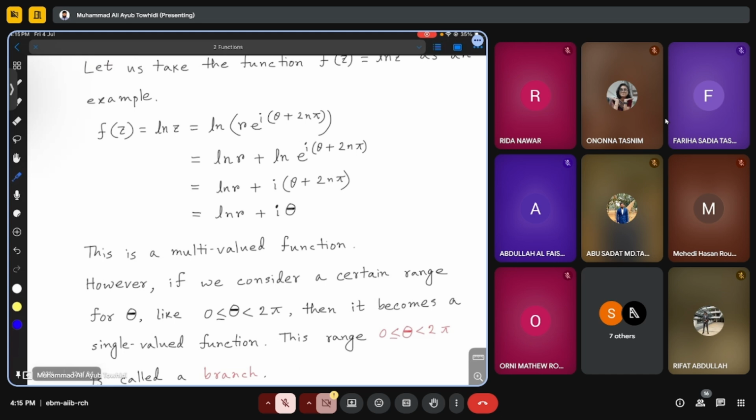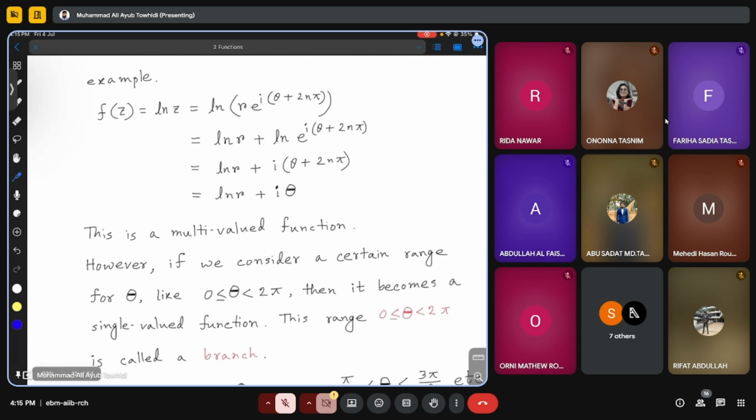But for instance, say we are considering some specific range. For example, in a specific condition, I'm saying that this theta can be only between 0 and 2 pi. No other value can be taken for this theta. It has to be between 0 and 2 pi.